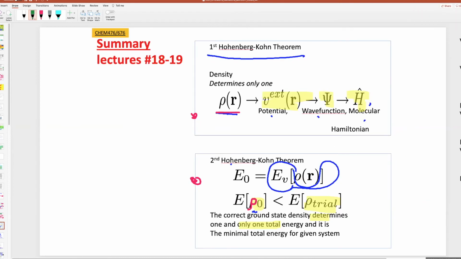So right now, our goal for the next week and for the remaining minutes of today will be to design a procedure that will find rho naught of R. Because theorems only tell that if it is known, then the energy will be minimal, and if one also knows these rectangular brackets, the functional. But the theorems do not tell how to fabricate this function.